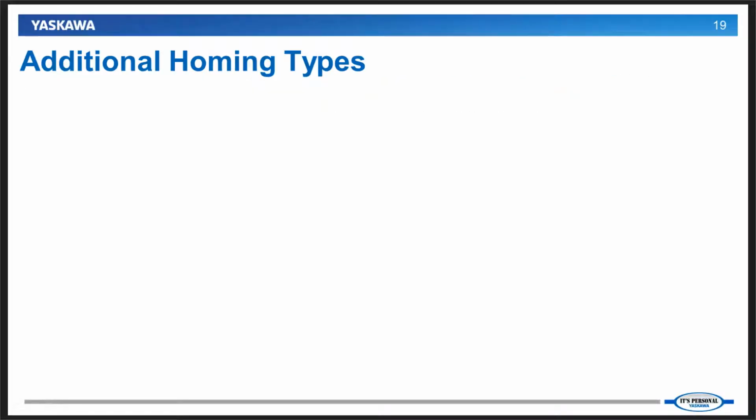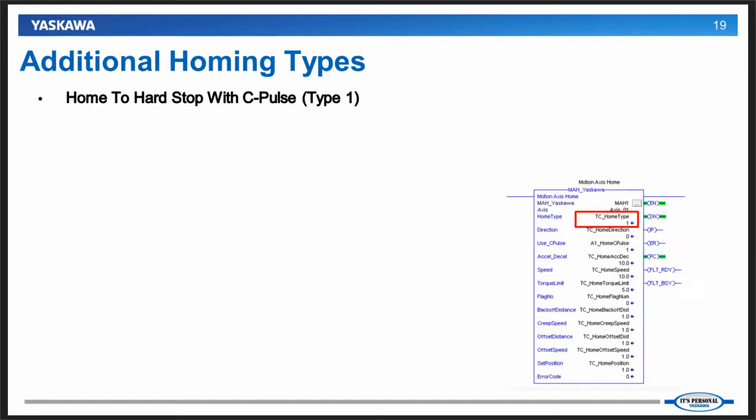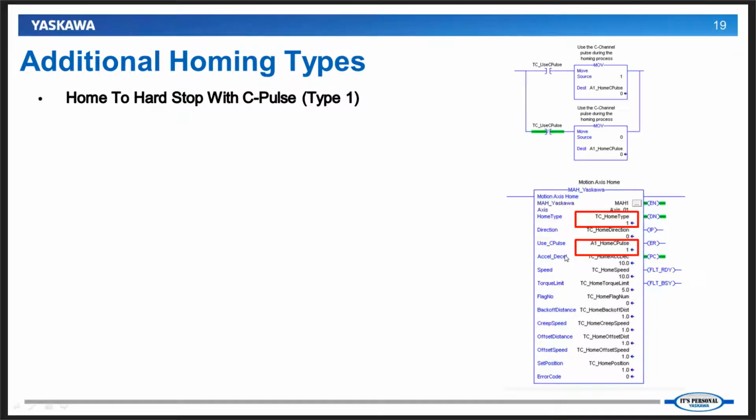So we have now added additional homing types. The first one is home to hard stop with C-pulse. This has been added to the existing homing type called type 1, which is home to hard stop only. But now you can configure it such that you can also home to hard stop with C-pulse using this input parameter called use C-pulse. So if you want to home to hard stop with C-pulse, make sure you set the use C-pulse bit to 1 before executing this MAH Yaskawa AOI block.